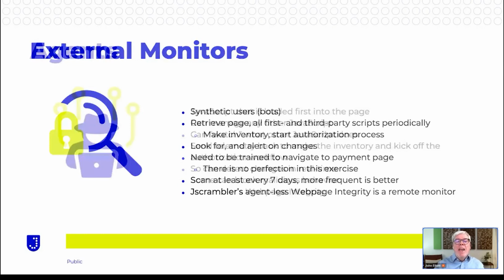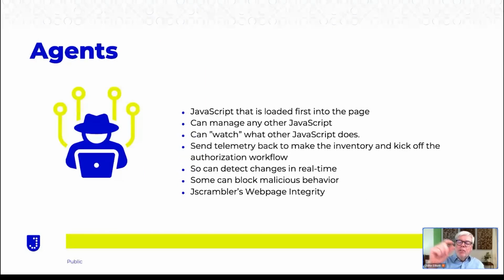The other thing is an agent. And an agent's also what Pedro showed you earlier about sandboxing JavaScript. Jscrambler have a product that does this, as do a number of other companies. And so you load the agent first onto the page, and then it monkey patches the browser and watches and manages what any other JavaScript does. Jeff is going to show you an example of how it works in a minute.